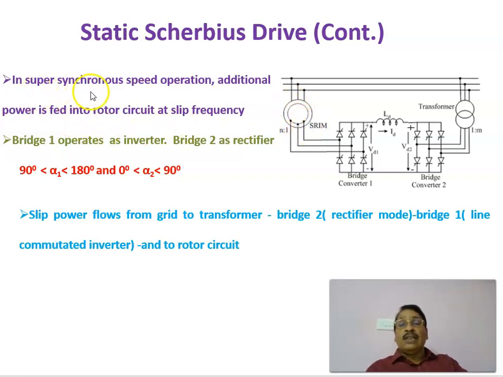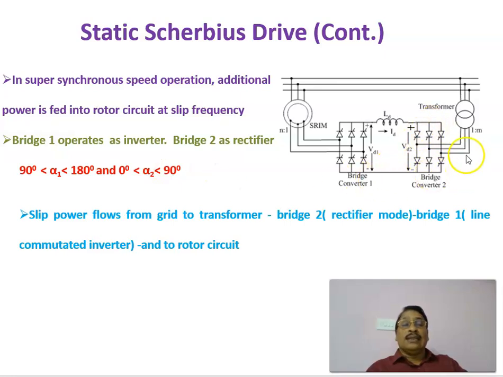Therefore, here in supersynchronous speed operation, additional power is fed into the rotor circuit at slip frequency. And in that case, bridge 1 is operating as an inverter and bridge 2 is operating as a rectifier. In order to work it, this is an inverter and this is a rectifier. As you know, alpha 1 should be more than 90 degrees and less than 180 degrees. Similarly, alpha 2 should be between 0 and 90 degrees.